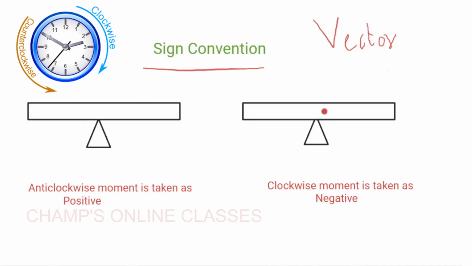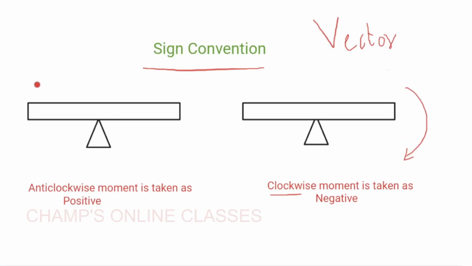Now let's first see what is clockwise. The word itself says clockwise, so in the direction of the clock. That is this direction. This is how your clock moves. And anti-clockwise means in the opposite direction of your clock, that is in this direction.